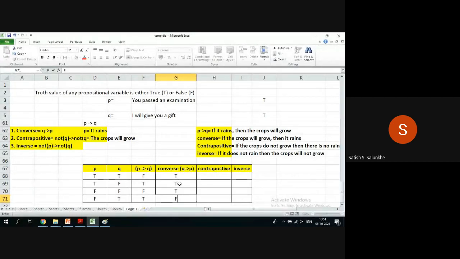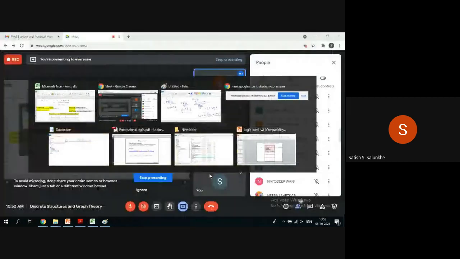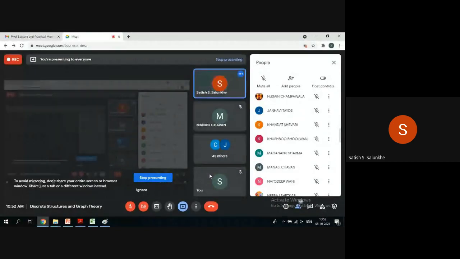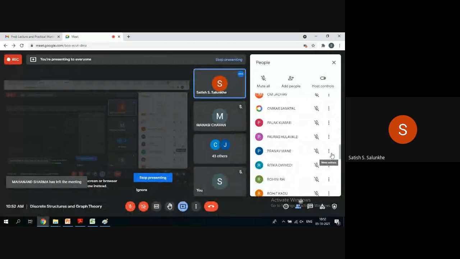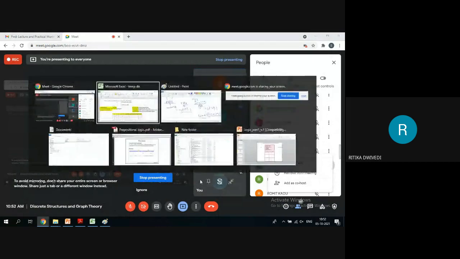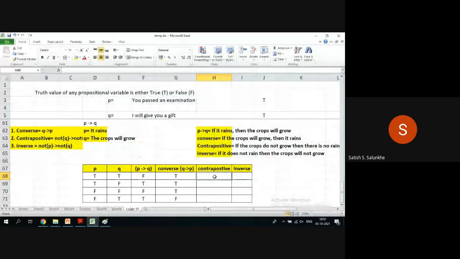Okay, very good. Now let us go for contrapositive. Continue. Ritika Dwivedi, what is the contrapositive truth table? Yes, sir. Wait a while, sir.